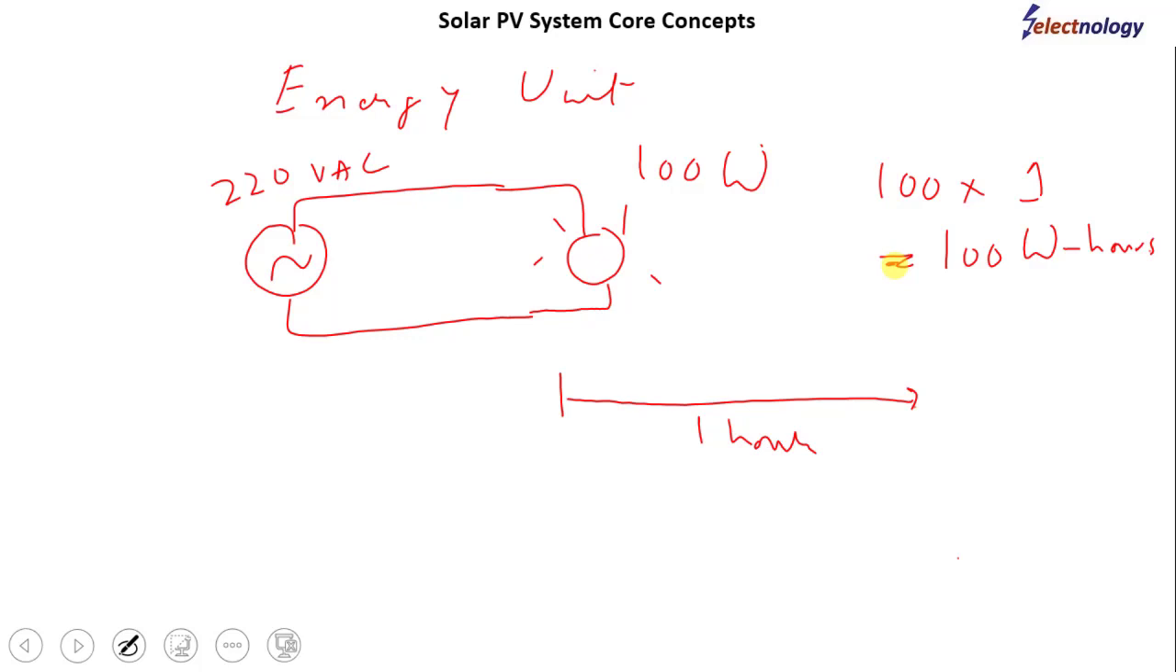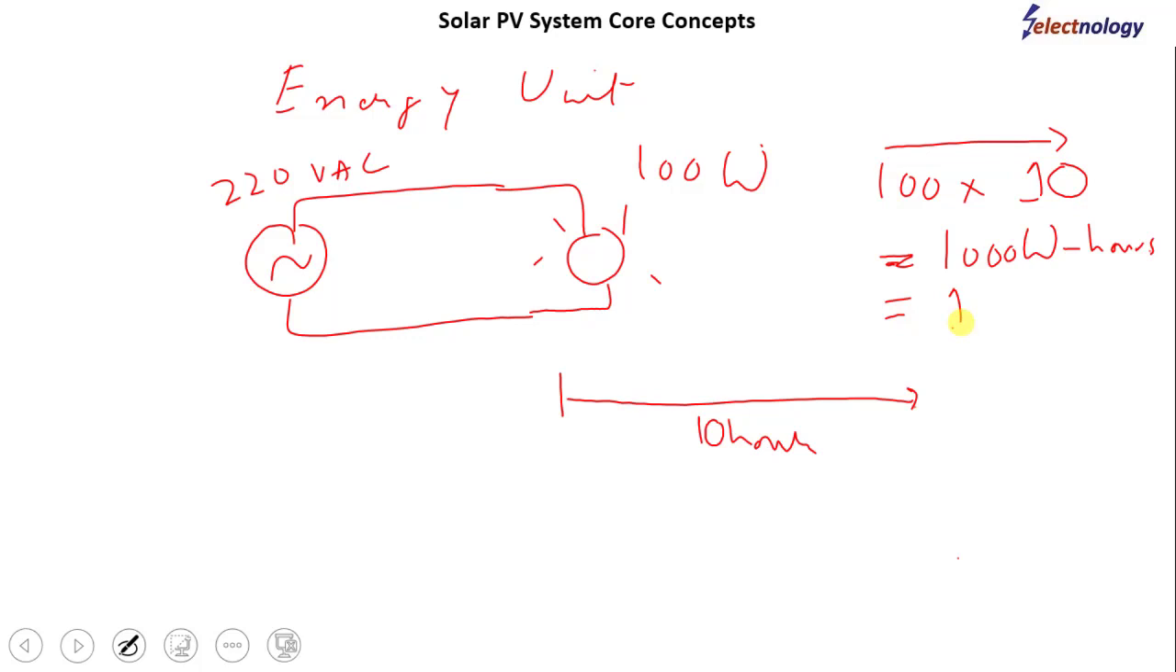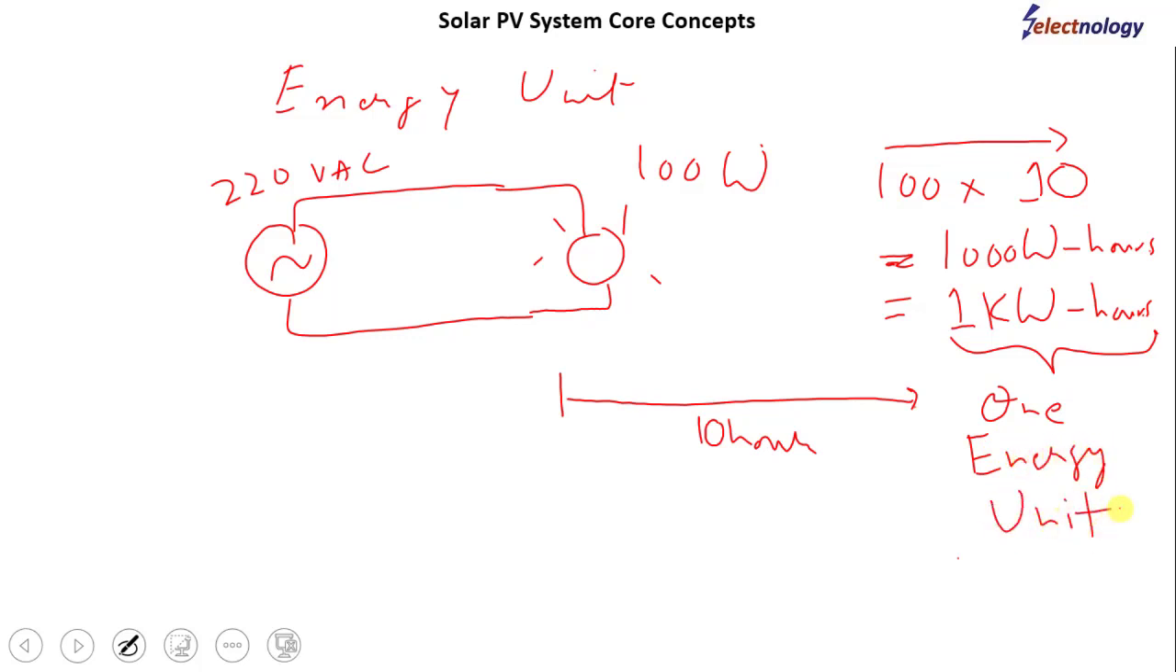If the same bulb is switched on for 10 hours, then this shall be multiplied with 10. 100 watts multiplied with 10 hours comes to 1000 watt hours, or in kilowatts, 1 kilowatt hour. Now this is one energy unit which you see in your utility bill. Hence, a 100 watt bulb running for 10 hours shall be consuming 1 kilowatt hour, which is one energy unit.